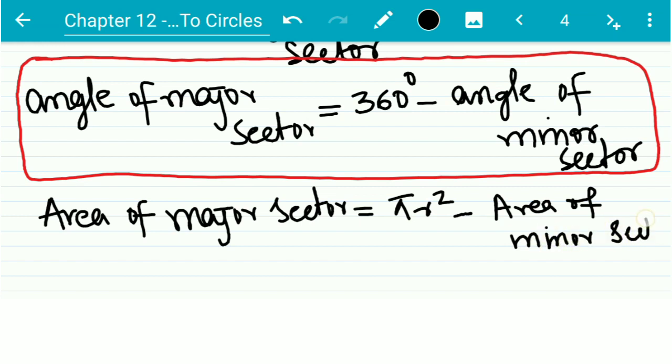Okay. So the first one is about angle. The angle of a circle is 360 degrees. So that's why we are subtracting it from 360 degrees. Here the second one is about the area. The area of a circle is pi r square. That's why we are subtracting it from pi r square. So this is the second one.